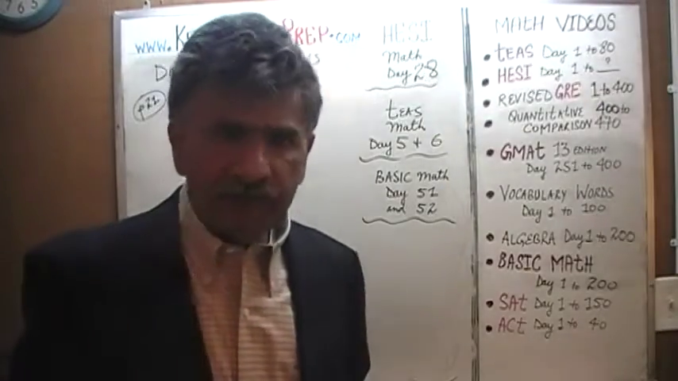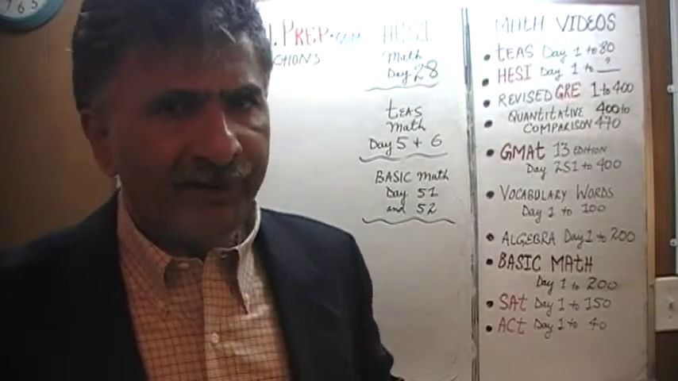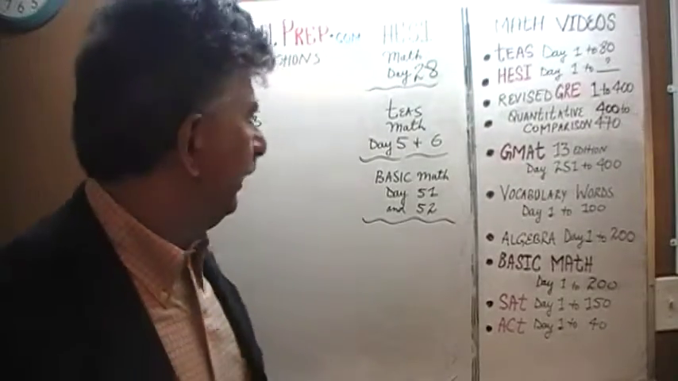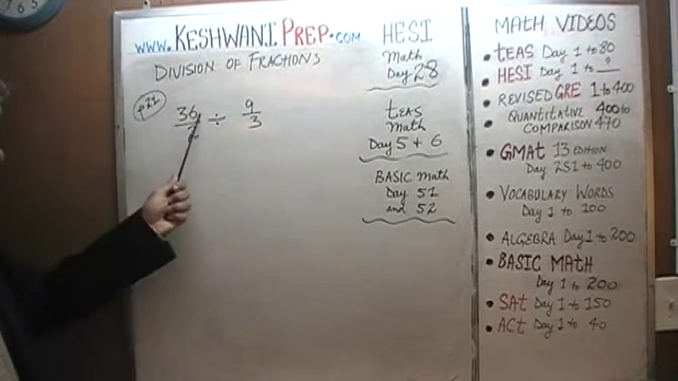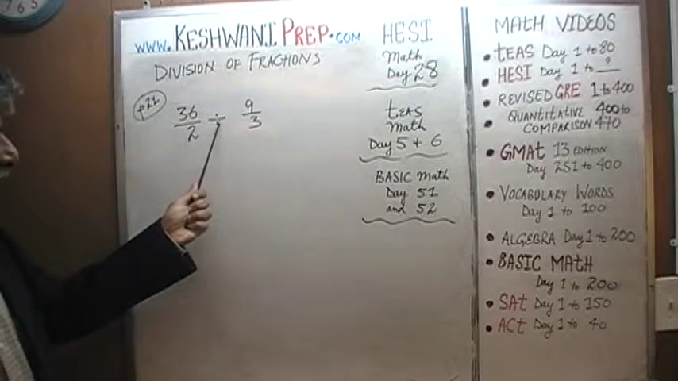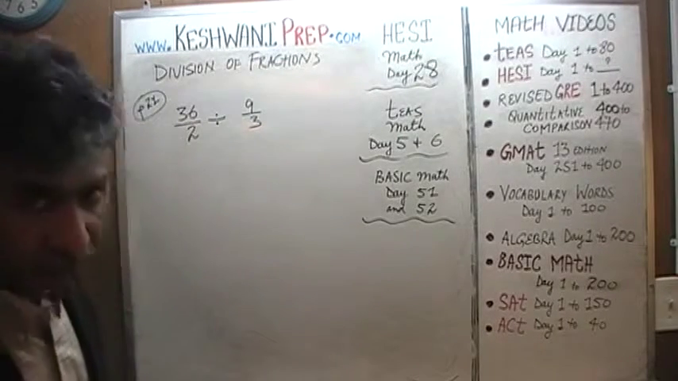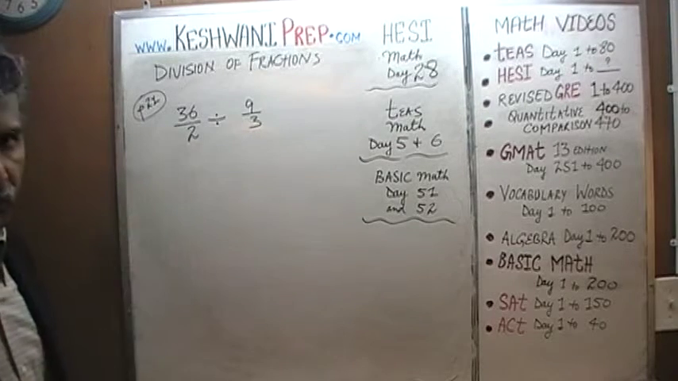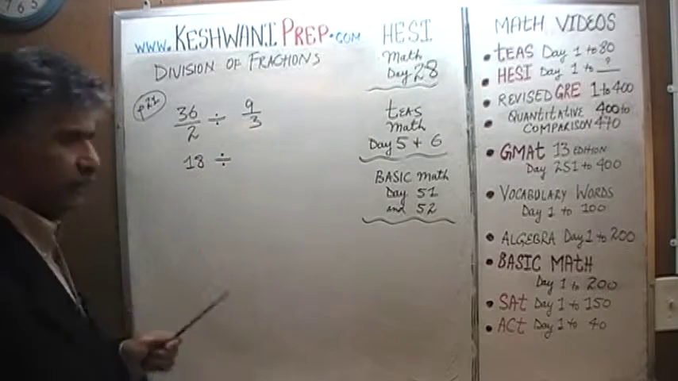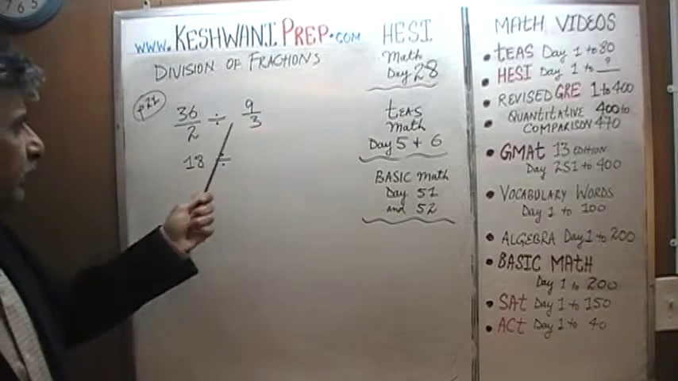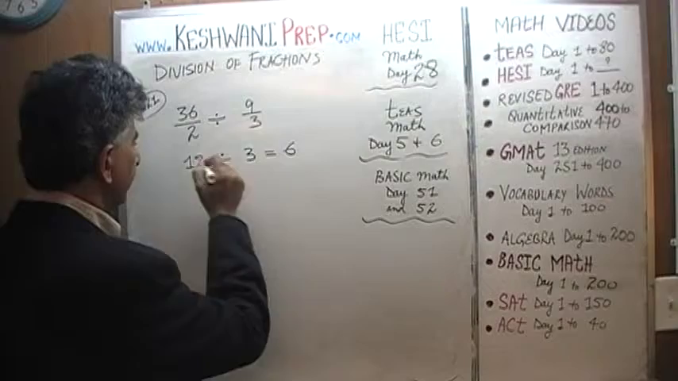Let's get going. The very first thing we need to understand, when we are asked to divide one fraction by another fraction, is that in order for us to divide one fraction by another, we take the first fraction and we multiply it by the reciprocal of the second fraction. For example here, let's first find out what the answer is. 36 divided by 2, we know, is 18. And we are being asked to divide that 18 by 9 divided by 3. Well, 9 divided by 3 is just 3. And we know that 18 divided by 3 is 6. So we know the answer is going to be 6.